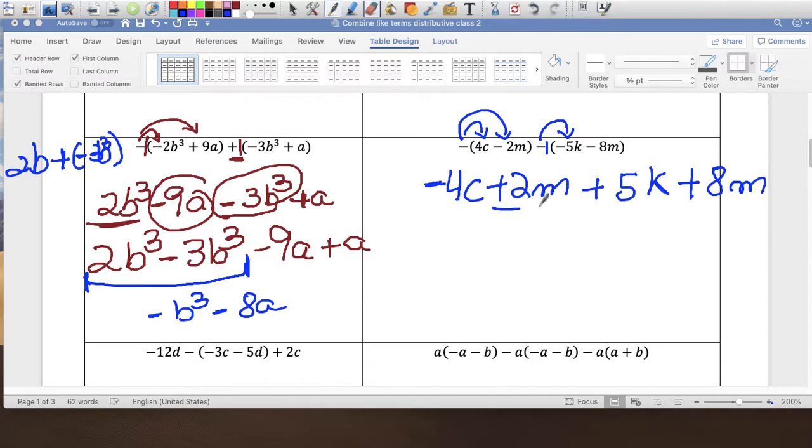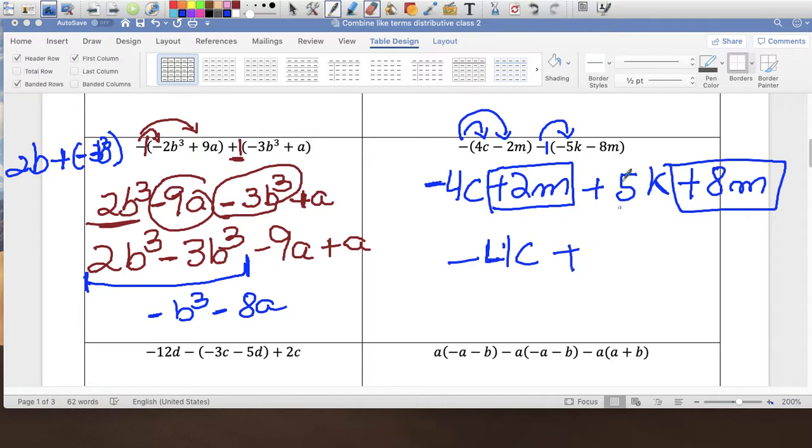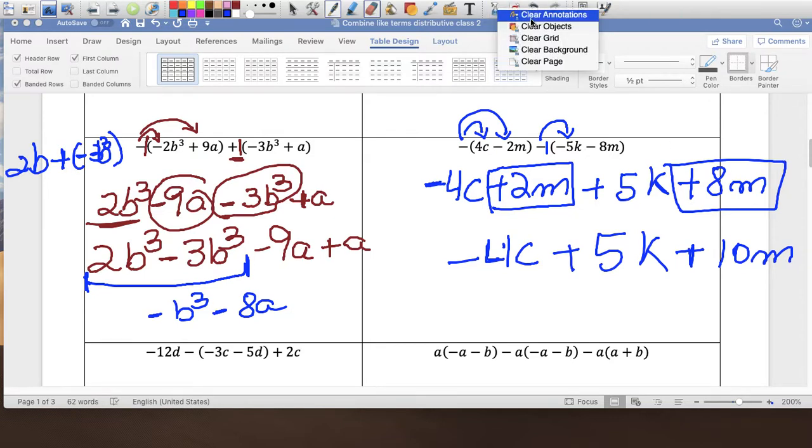Do I have like terms? Yes. The only two like terms I have are this guy and this guy. So negative 4c plus 5k, and I'm doing this alphabetically. And then finally 2m plus 8m is plus 10m. Okay.